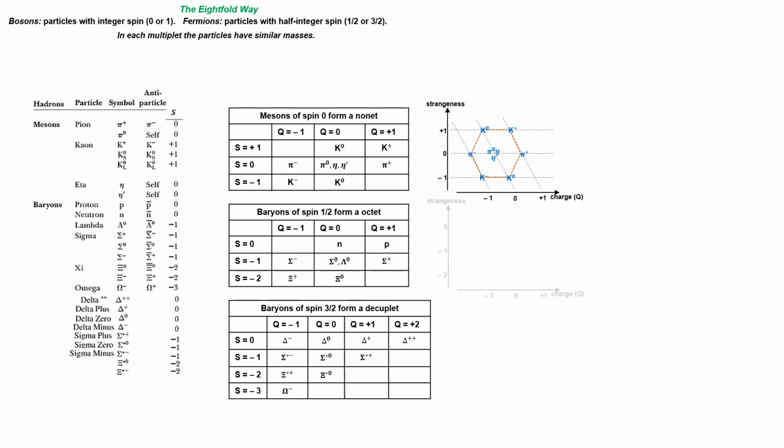Now we consider the family of the 8 lightest baryons, all having a spin of 1/2. If we plot their strangeness versus their charge using a sloping coordinate system, again, a fascinating hexagonal pattern emerges. 6 of the baryons form a hexagon, and the remaining 2 are at the hexagon's center.